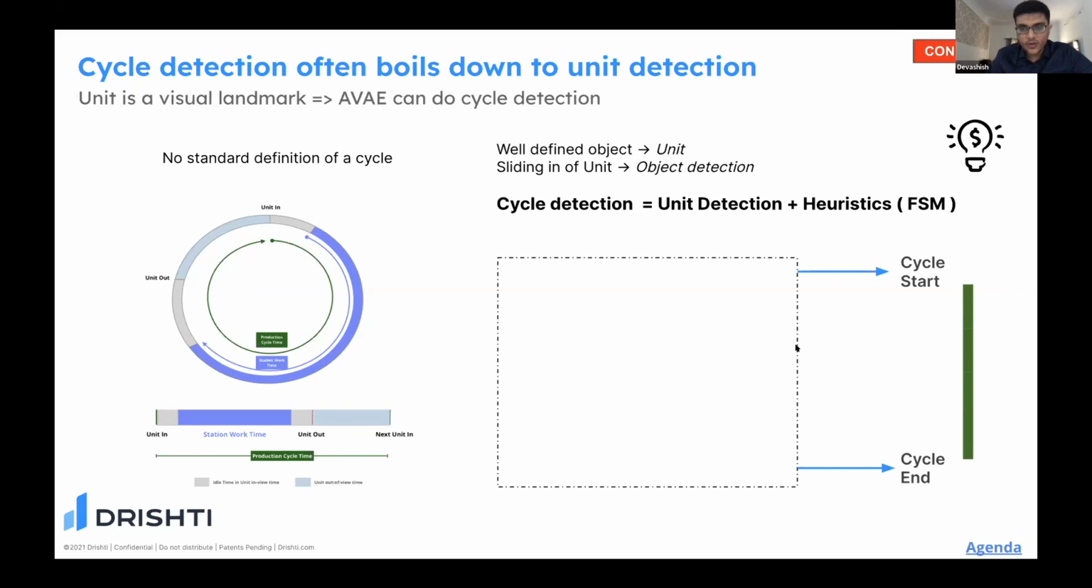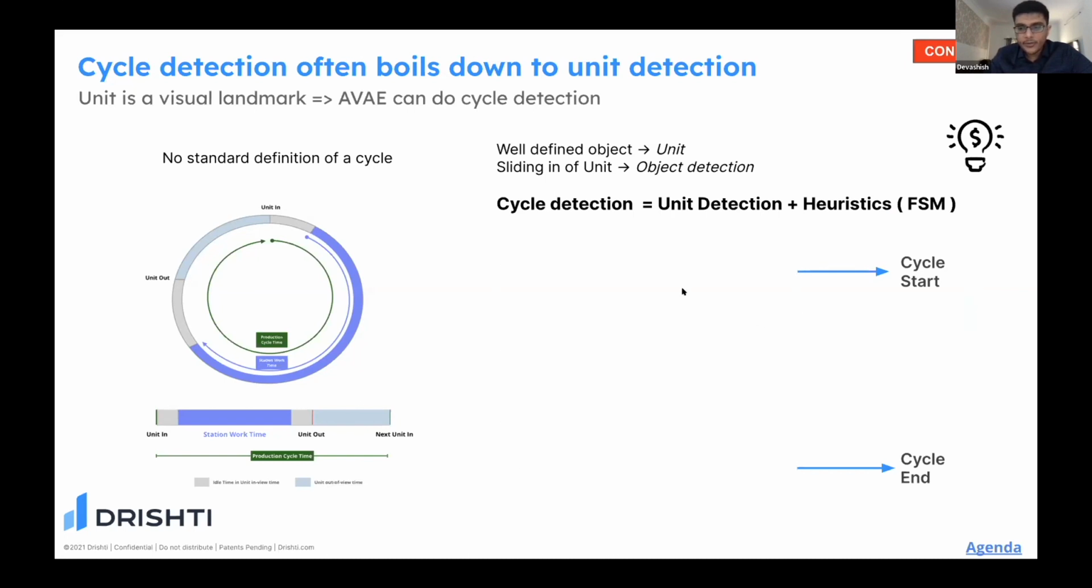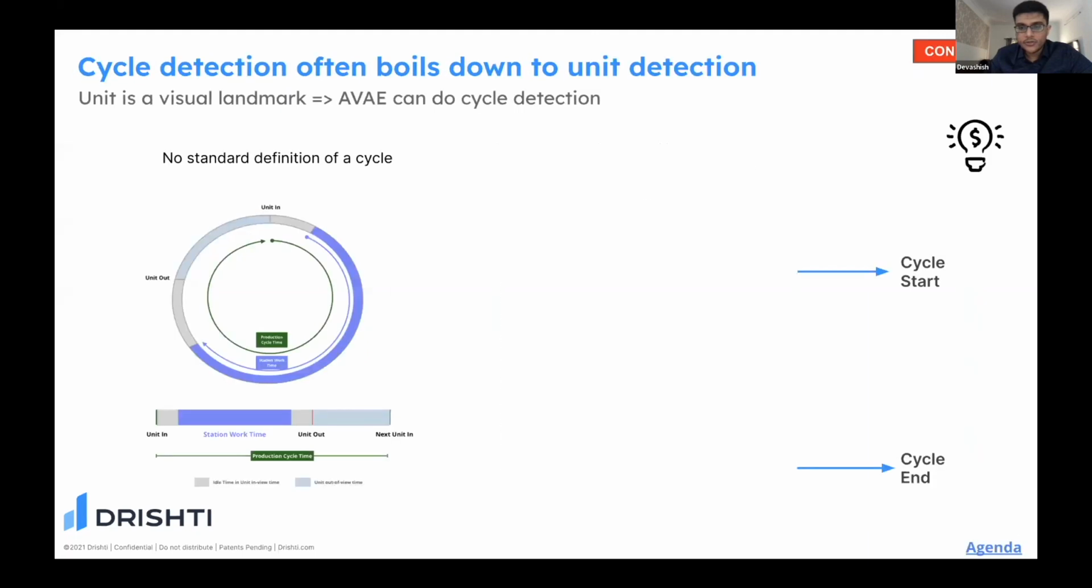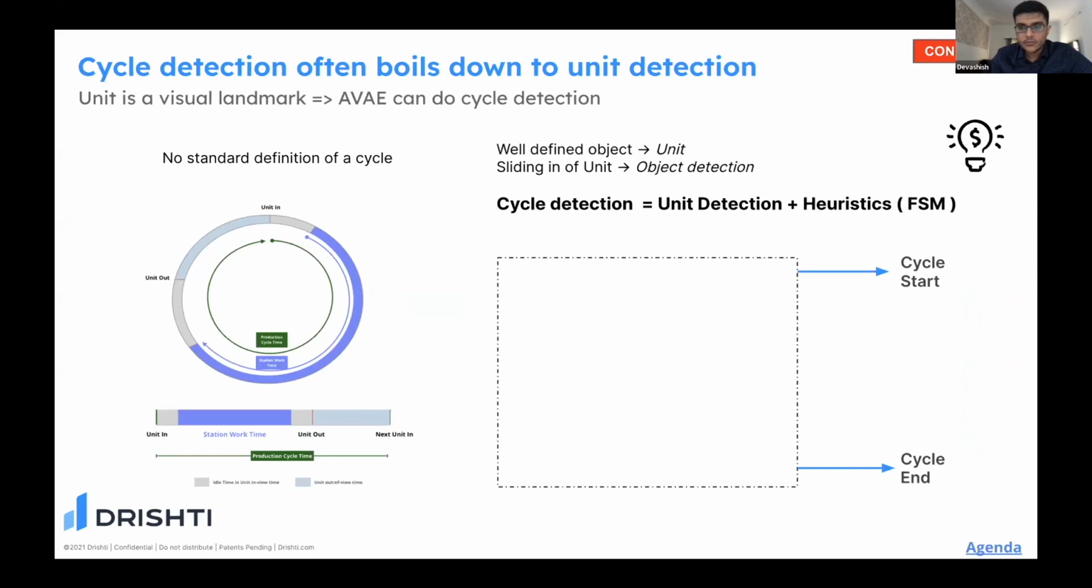So this is a simple example using an animation. Assume this square over here is the work area. Okay, not sure why the animation is not working. Yeah. So you see an object which is moving in. As soon as the object moves in, you start the cycle, and as the object moves out, it ends the cycle. Now, this is the most simple case of defining a cycle.